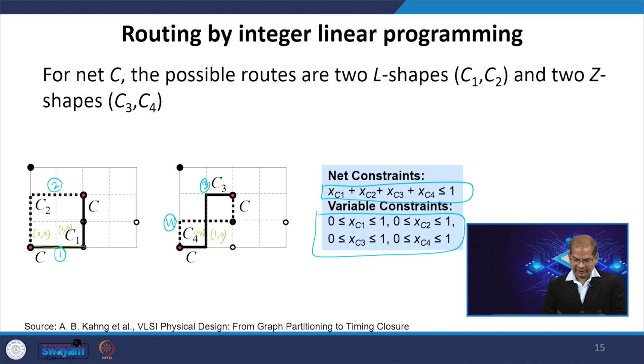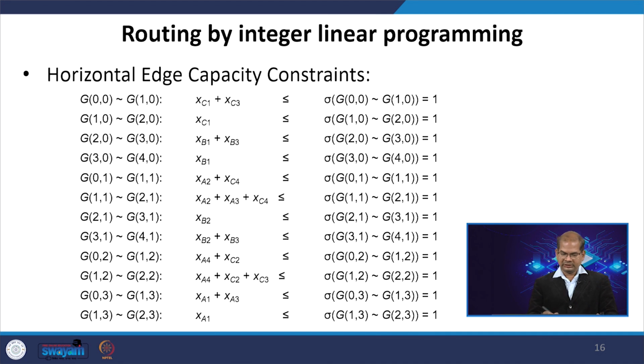So, my xC1 is going and my xC3 is going. In this case, in the horizontal direction, either xC1 should go or xC3 should go, not both. If you can see here in this grid, I have xC1 plus xC3, so that should be less than or equal to 1. Either xC1 should go or xC3 should go.